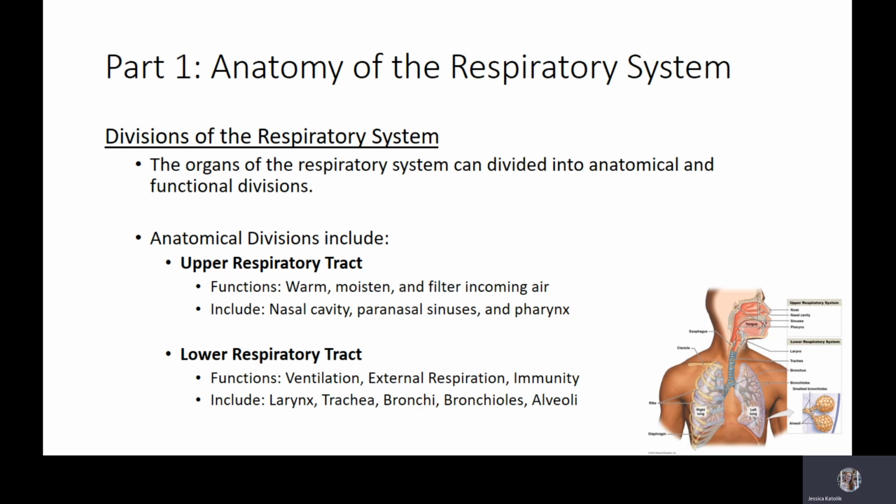So for this slide, I would like you to know what organs are included in the upper respiratory tract and lower respiratory tract, and what the general functions of these tracts are.